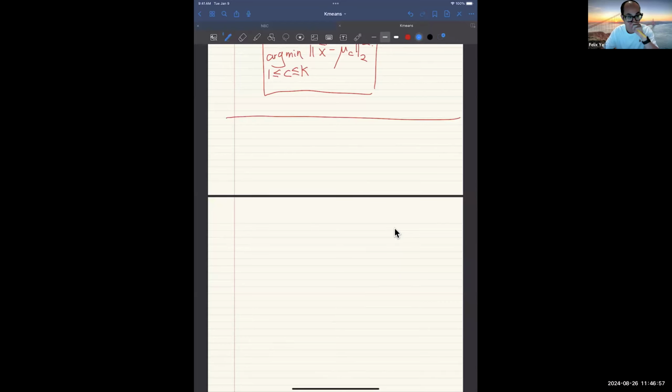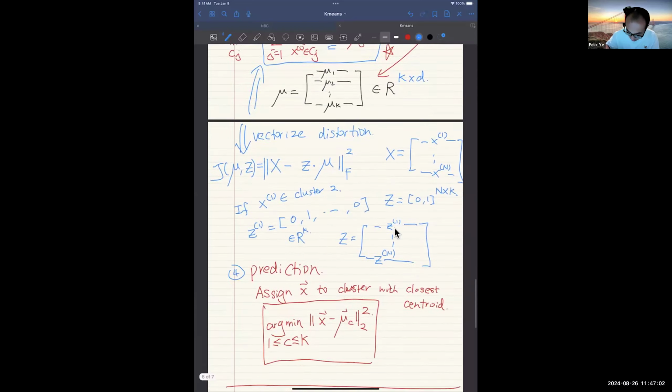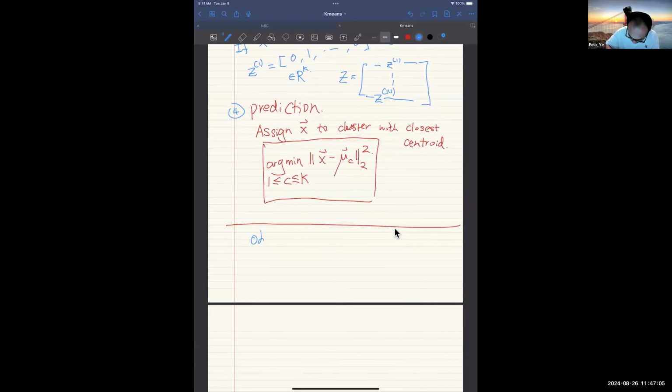Here, I want to remind you of my J. I'm going to copy my objective one more time. My objective is J equal to a double sum: summation j from 1 to K, summation of x_i in C_j, of x_i minus mu_j, squared 2-norm.